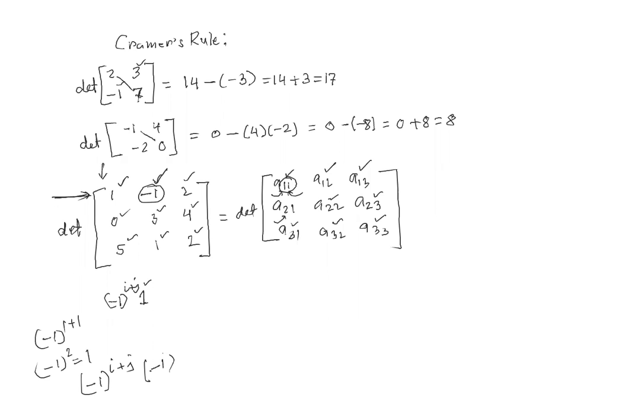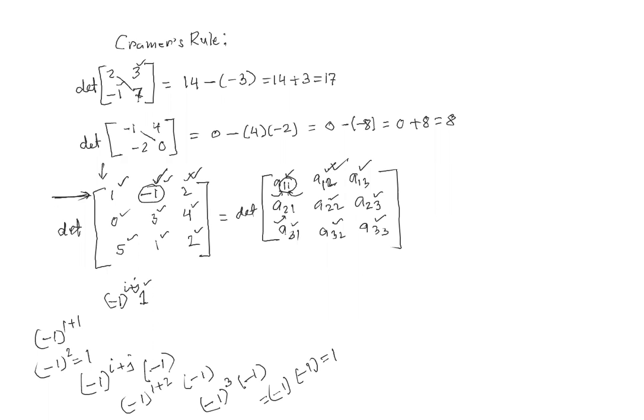Now look, this one is entry A12. Look at the subscripts, 1, 2. So it's going to be negative 1 to the power 1 plus 2 times negative 1. So negative 1 to the power 1 plus 2 is 3, right? Times negative 1. Negative 1 cubed is negative 1 times negative 1. So this gives you positive 1.